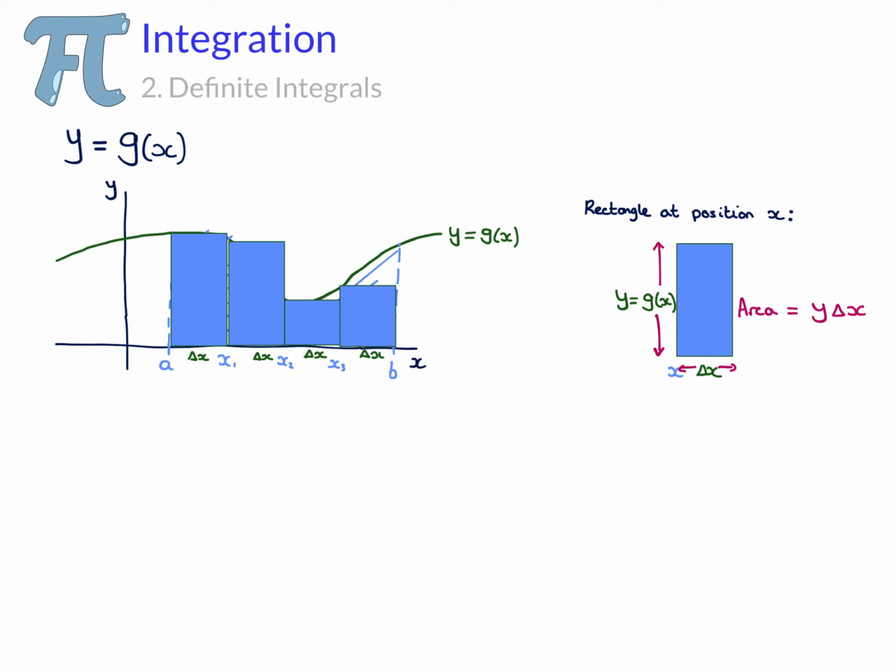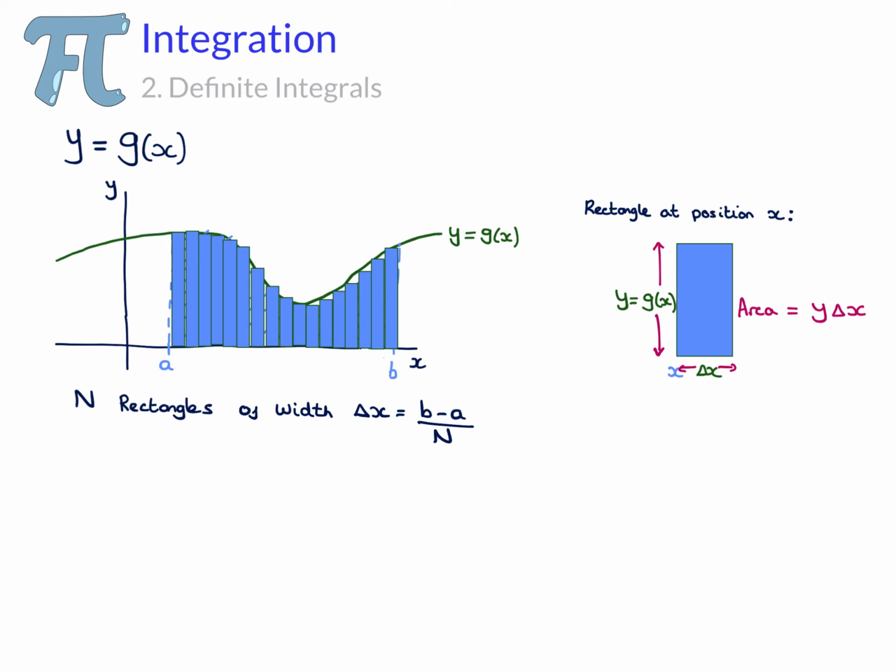How do we improve this estimate? Well, we do so by increasing the number of rectangles and thereby decreasing their width. The exact area under the curve is found by adding up the areas of all the rectangles in the limit of infinite rectangles, with each of them having an infinitesimal width.